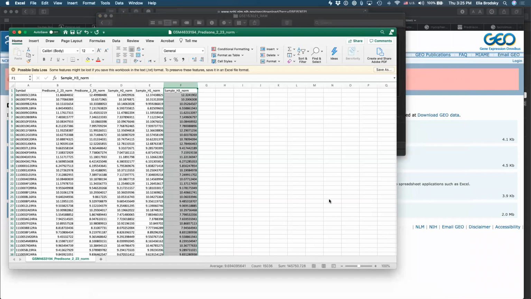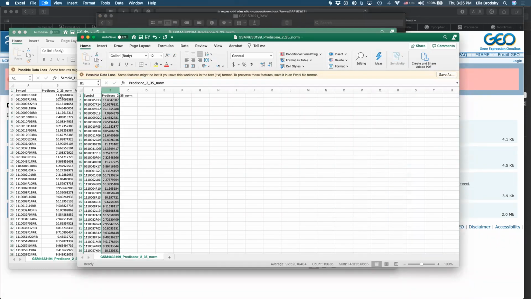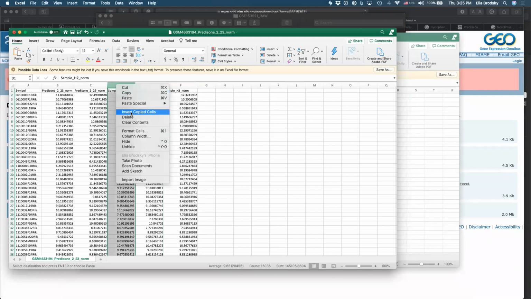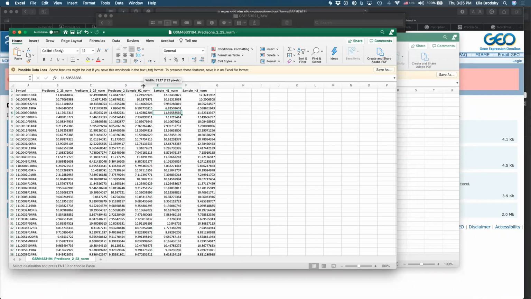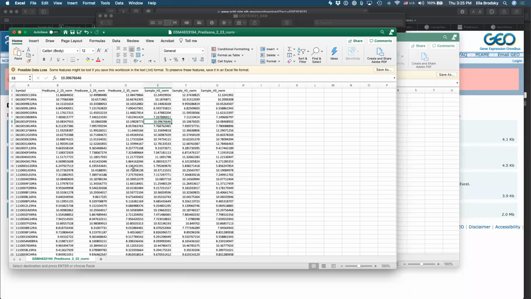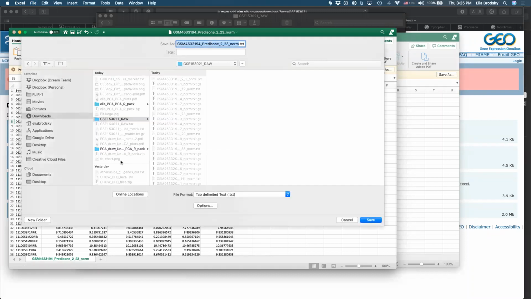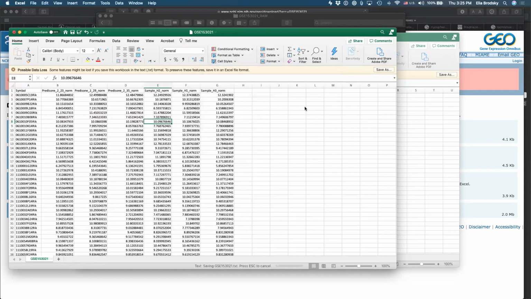Okay, and then I'll show you how to quickly run differential gene expression, if you want to look into differentially expressed genes. So, okay, here you save this as a GSM 53021, and leave it as a tab delimited file. Okay, this is a table of expression.